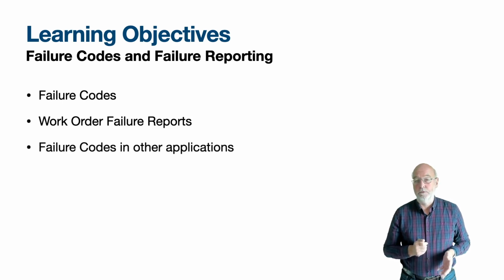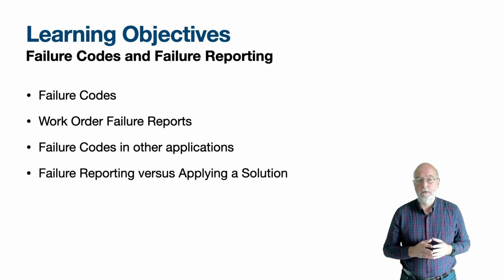Failure codes can be used on tickets, an incident or a problem, and on the activities and tasks application. So we'll discuss this along with the differences between failure reporting and applying a solution, and why we have both. So let's get started.